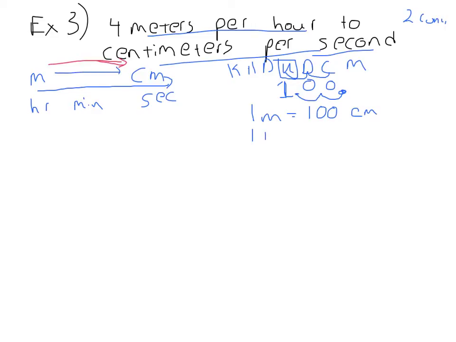Now we need that 1 hour is equal to 60 minutes, and then 1 minute is equal to 60 seconds. All right. The next step that I want you to do is go ahead and do this quickly. Write out what your first fraction is. If you're not done with that, hit pause now. Okay, so your first fraction is 4 meters per 1 hour.